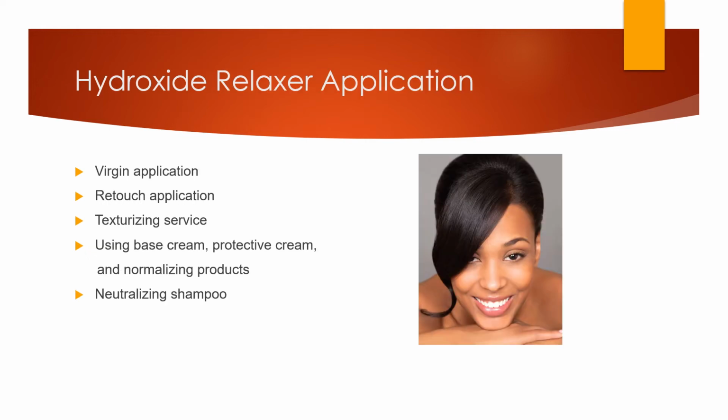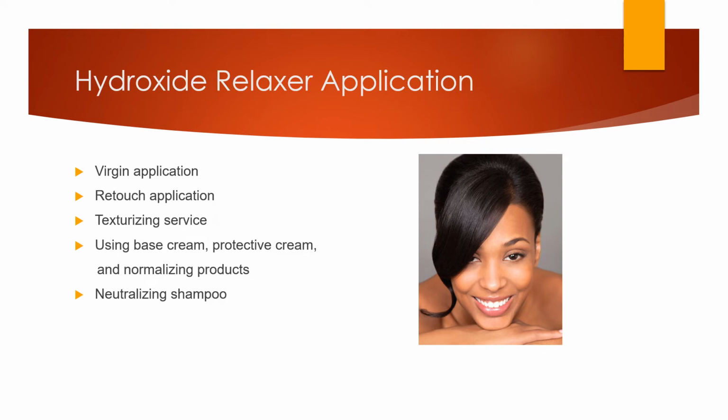Although the same procedure is used for all hydroxide relaxers, application methods vary according to virgin and retouch applications. A virgin relaxer application should be used for hair that has not had previous chemical relaxer service. A retouch relaxer application should be used for hair that has previously received a chemical relaxer service. A texturizing service uses a hydroxide relaxer to reduce the curl pattern by degrees using a mild strength relaxer.